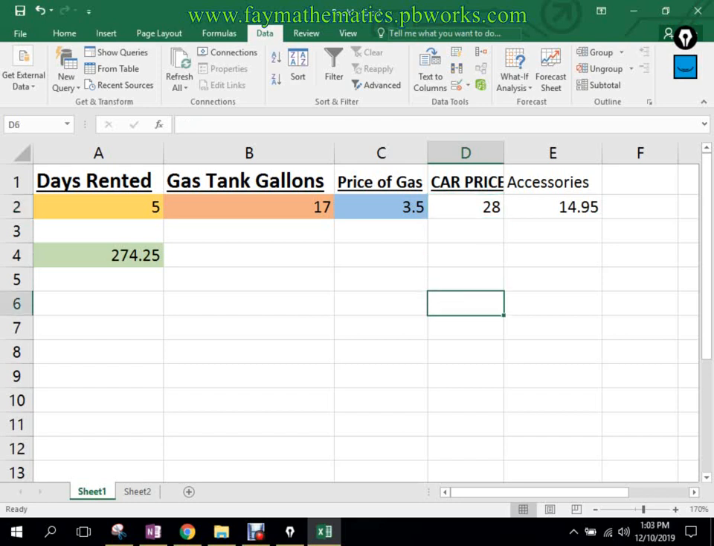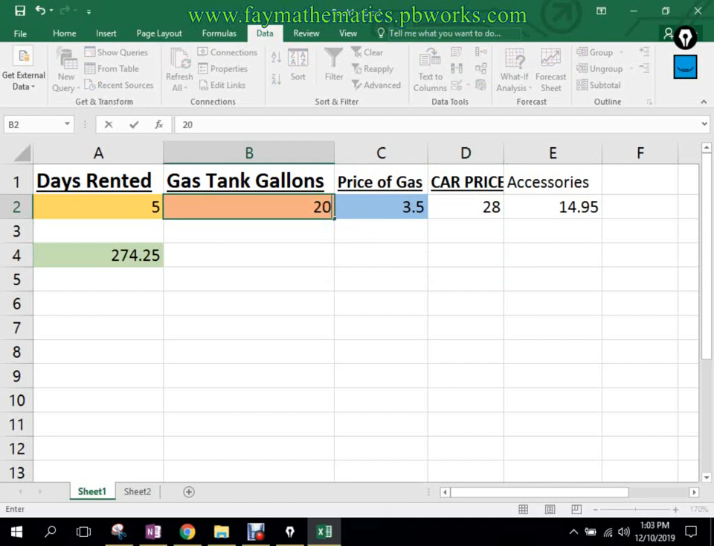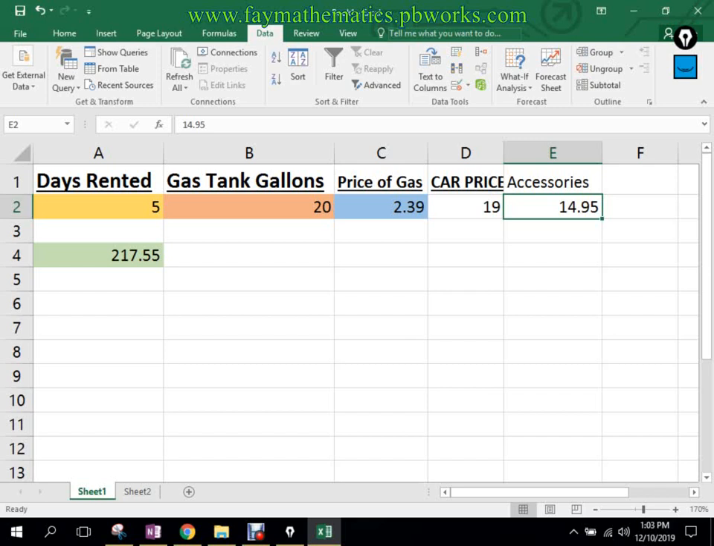So what happens is I can change, maybe gallons of gas. Maybe I've got a 20-gallon gas tank. Maybe gas goes down to $2.40 or $2.39, and then the car price is $19, but maybe I don't have any accessories. And just by plugging that information in, it instantly tells me the cost for renting that for 5 days. Does that make sense?